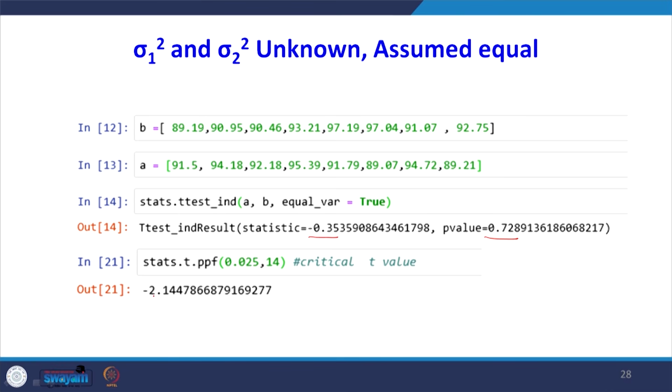We can see how we got minus 2.14 using stats.t.ppf, if you want to know the t value for 0.025 with 14 degrees of freedom. So, we can compare t values also. The t value is minus 2.14, but our test statistic is minus 0.35, it is lying in the acceptance region, so we are accepting our null hypothesis.